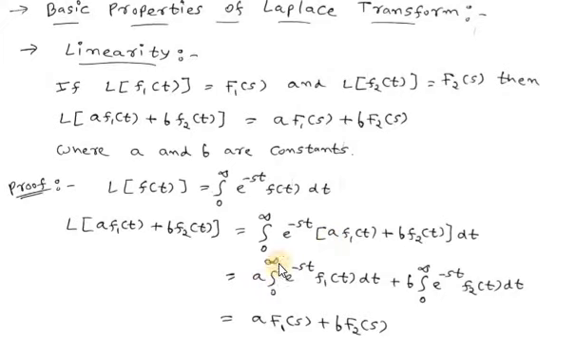So a, constant value as it is, integration from 0 to infinity of e raised to minus st f1(t) dt, plus b, constant value, integration from 0 to infinity of e raised to minus st f2(t) dt. Now this is nothing but Laplace of f1(t), that is F1(s), with a as it is. Similarly, plus b as it is, and this is nothing but Laplace of f2(t), that is F2(s).